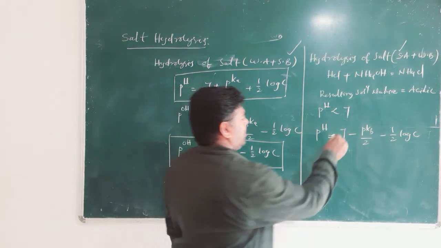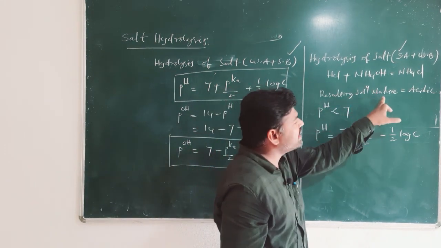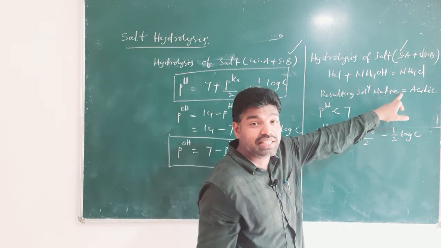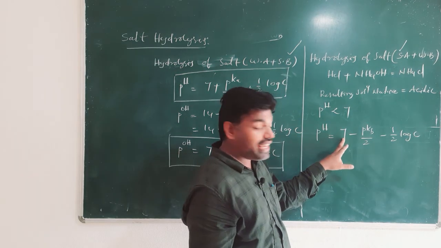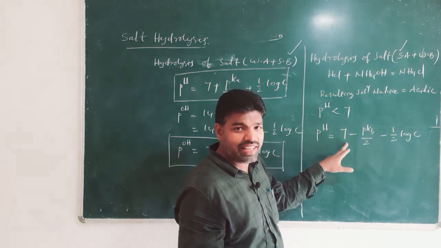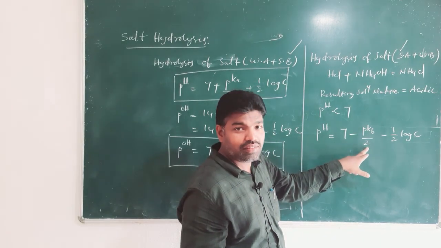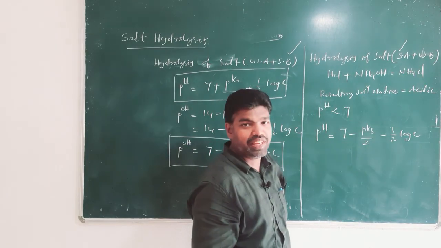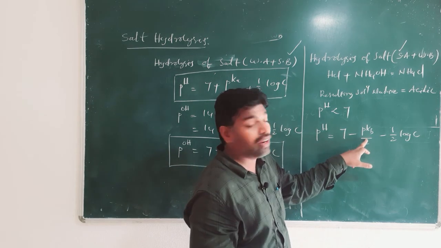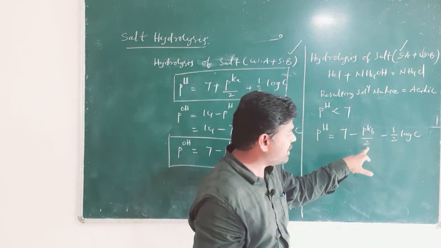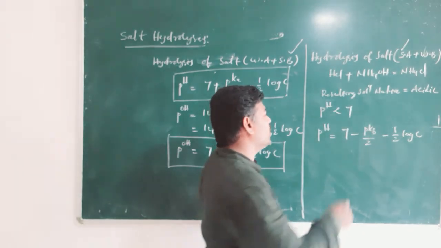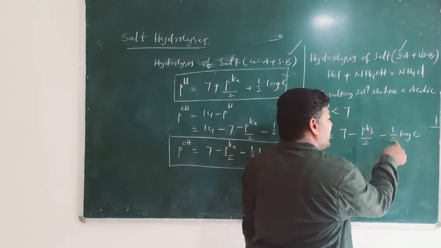Because the resulting solution nature is acidic, and acidic solutions have pH less than 7. So, pH should be less than 7. So, you need to subtract from 7 half of the pKb of the weak base, the base dissociation constant, and half of the log concentration. So, 7 minus pKb by 2 minus 1 by 2 log C.